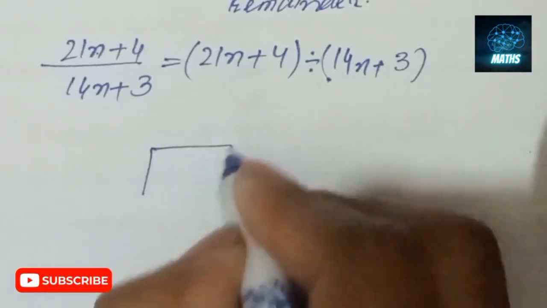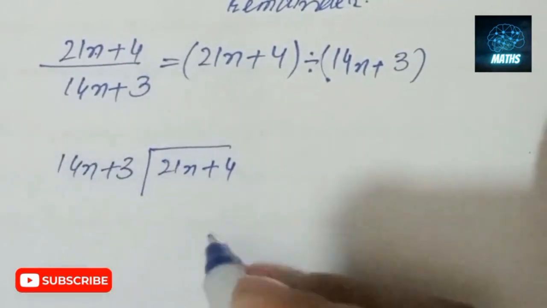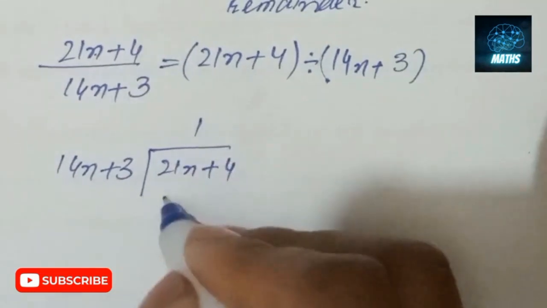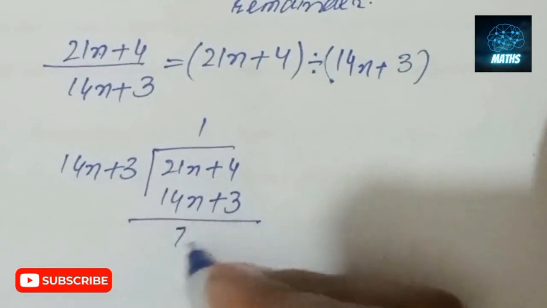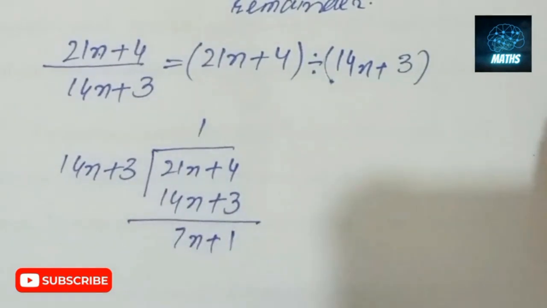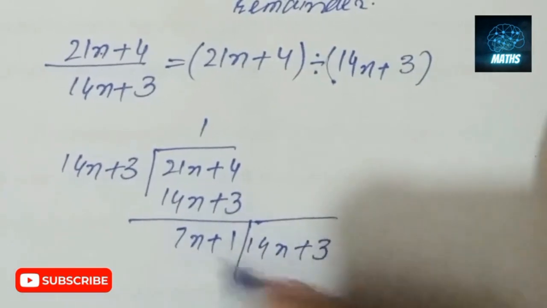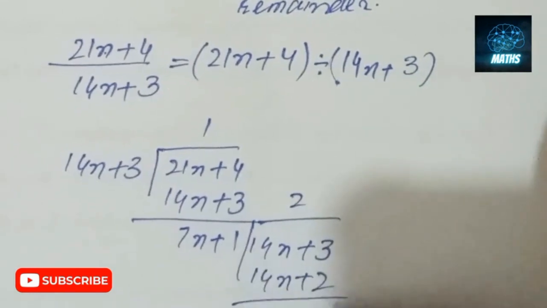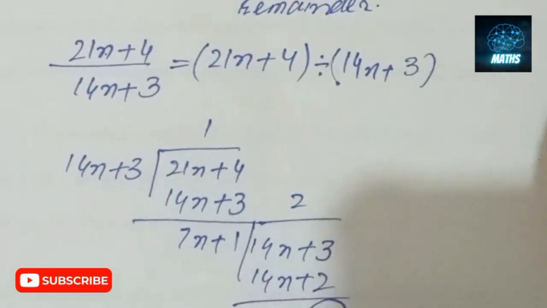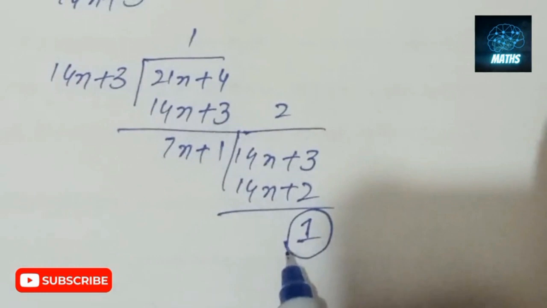So let's take 21n plus 4 and divide it by 14n plus 3. What do I get? 1. Further, 14n plus 3, and the remainder will be 7n plus 1. This shows that there is no greatest common divisor other than 1.